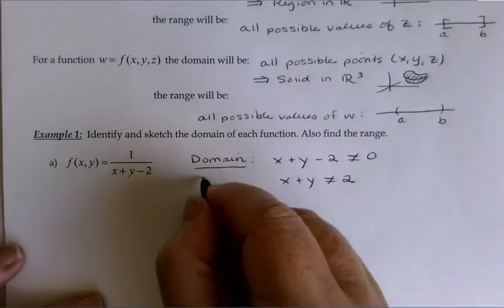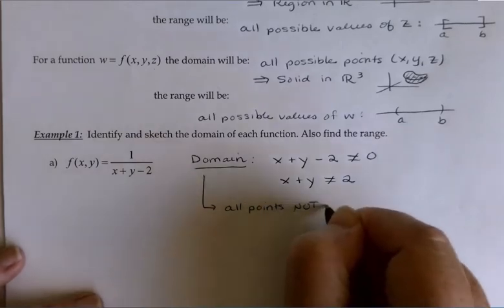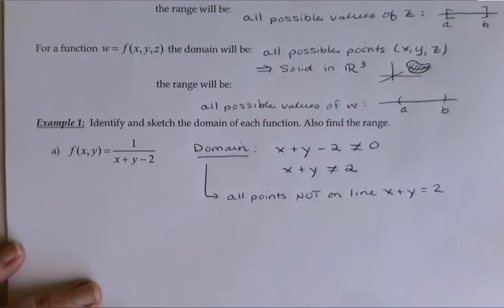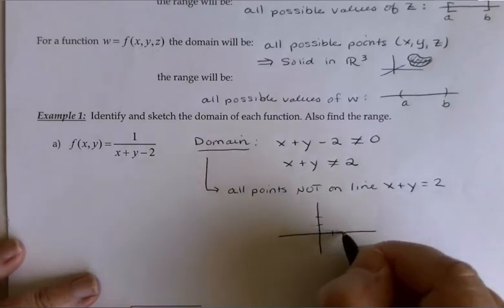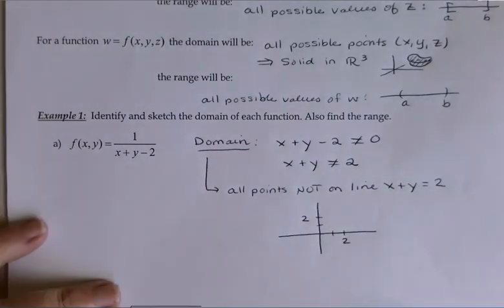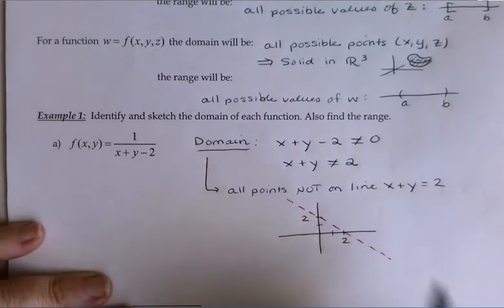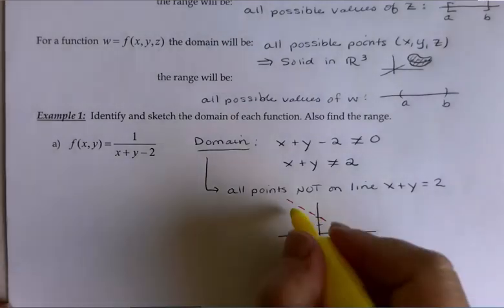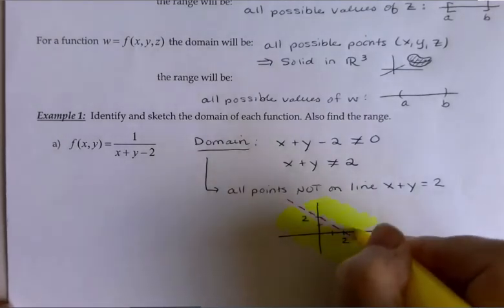So the actual domain would be all points not on the line x plus y equals 2. And if you were going to sketch that, that's just a line with both x and y intercepts being 2. The line would look like this, right? And I'm going to draw that as a dotted line to indicate that it's not part of my domain. And the domain is everything else. So everything on both sides of that line would be the sketch of the domain.